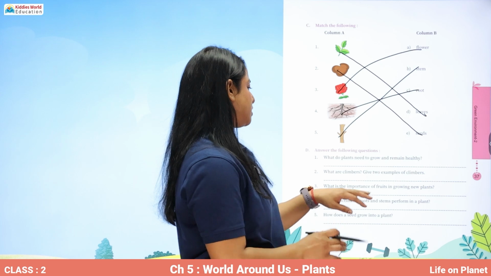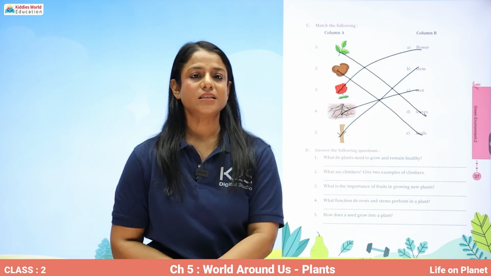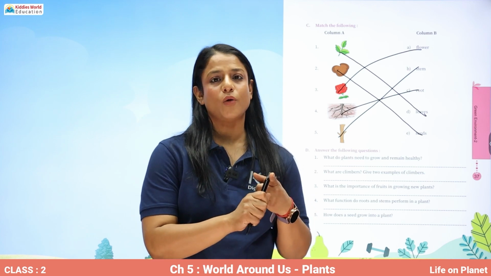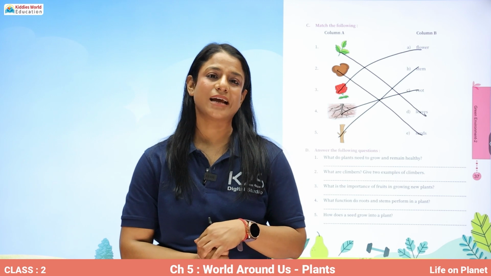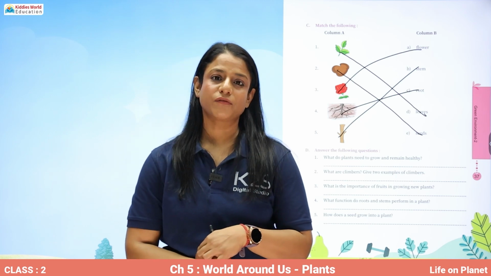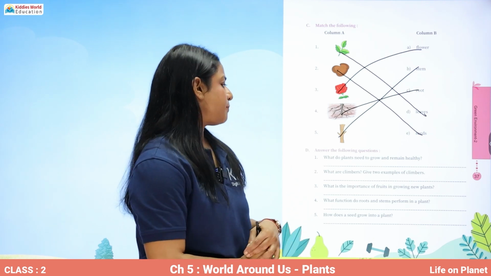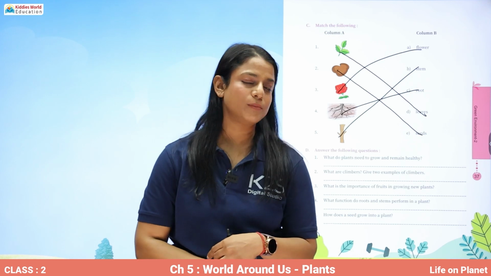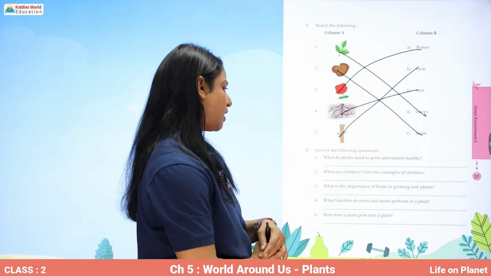What do plants need to grow and remain healthy? Plants need soil, water, air and sunlight. What are climbers? The weak plants that need support to grow. And two examples of climbers are grapevine and money plant. What is the importance of fruits in growing a new plant? Fruits have seeds in them and seeds grow into a new plant.